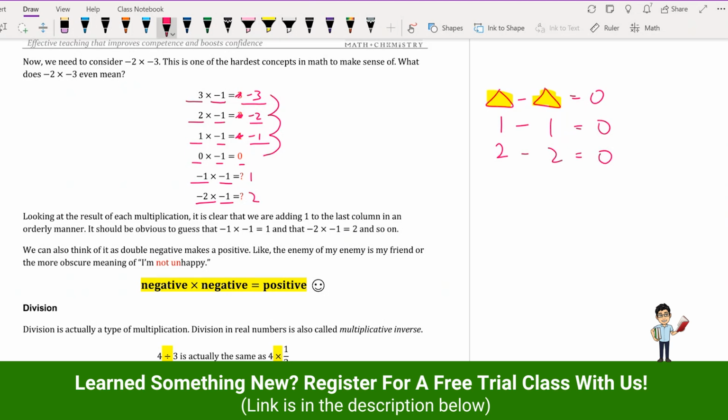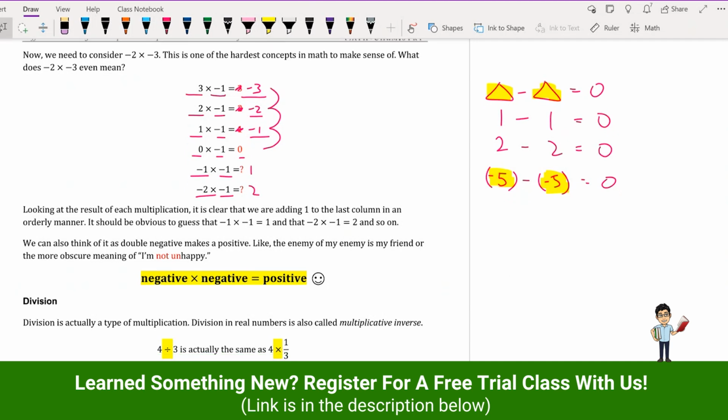Okay, good. Now, let's try. So if I got minus 5, minus 5, the answer should be 0. It must be 0. Because again, they're the same thing, right? Yellow minus yellow, no more. That's what I'm trying to tell you. See, when you have the same thing minus each other, you get 0. Okay, you understand this so far? Good.